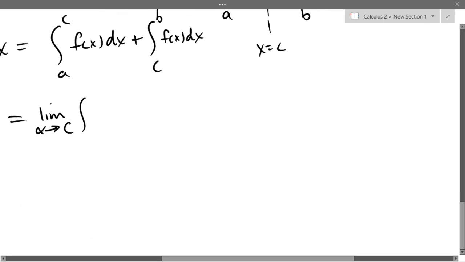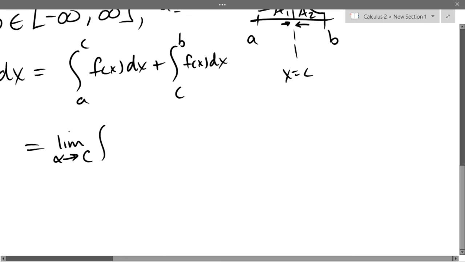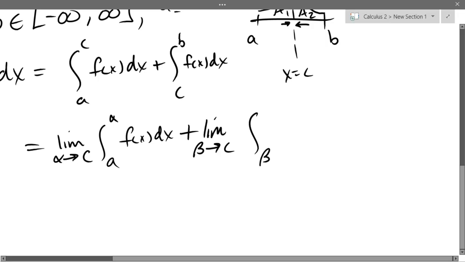So we get the integral, limit as alpha approaches c from a to alpha, f(x) dx, plus the limit, we'll go with beta approaches c, of the integral, so there's our beta to b.